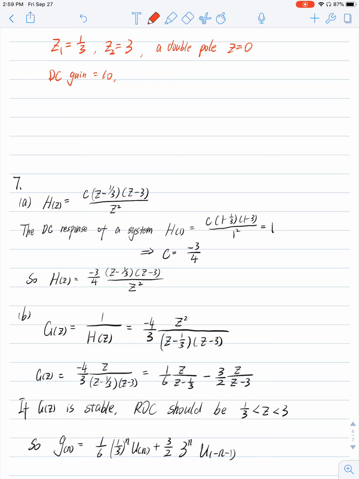From the lecture notes, we know that the DC response of a system is the response to the constant input x[n] = 1. Since 1 equals e^{jωn} with ω = 0, the above result tells us that the DC response of system H(z) is H(e^{j0}), which is H(1).